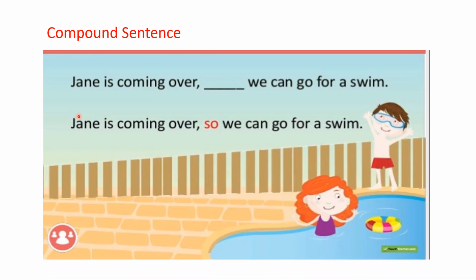A compound sentence example: Jane is coming over, we can go for a swim. So what is the coordinating conjunction that you have used? It is so. Jane is coming over so we can go for a swim. This is a compound sentence joined by this coordinating conjunction so.